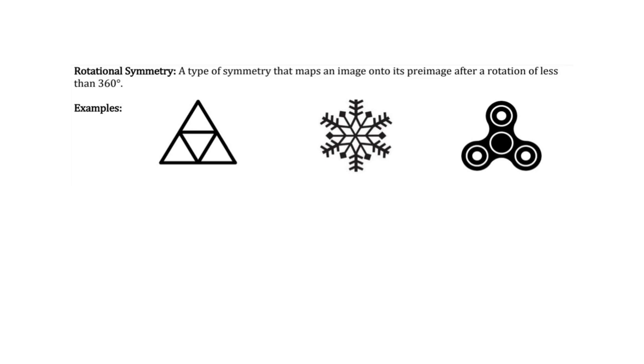It says a type of symmetry that maps an image onto its pre-image after a rotation of less than 360 degrees. So that means we can rotate our image some degree that will map it to the same exact spot. It looks the same. So rotate so that the image stays looking the same.